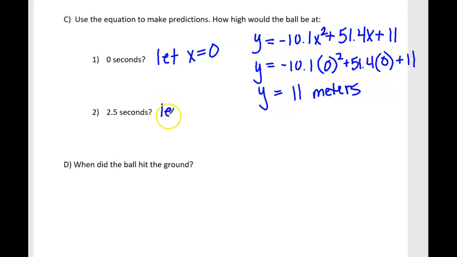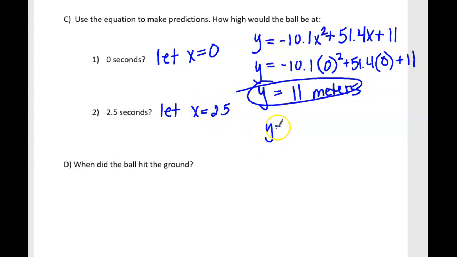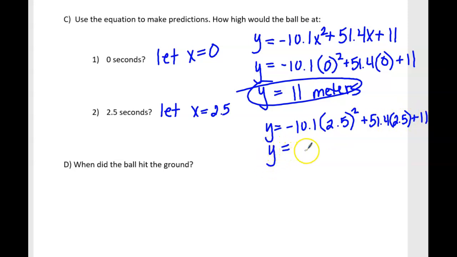All right, we're going to do the same thing for 2.5 seconds. Now we want to know how high it is. So we're going to let x be 2.5. We're going to plug it in. And now we've got y is equal to negative 10.1 times 2.5 squared plus 51.4 times 2.5 plus 11. Okay, we follow our order of operations there, and we end up with 76.4 meters.